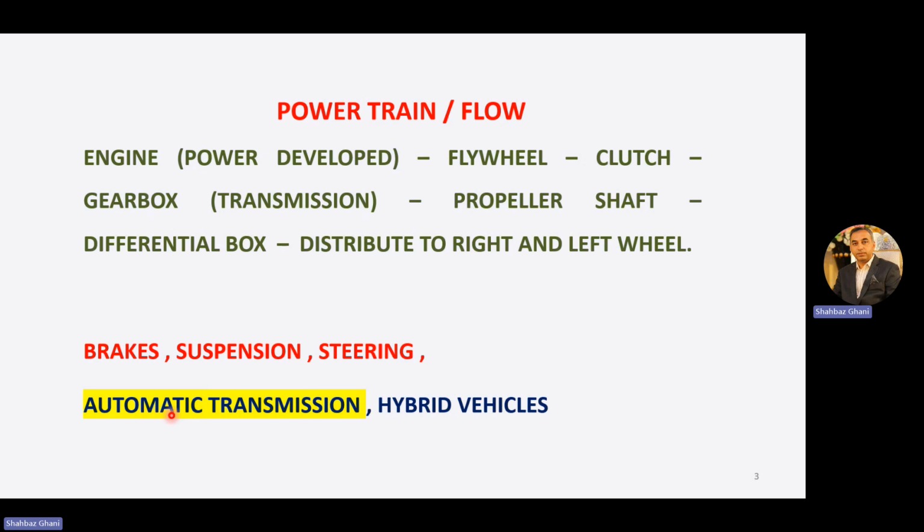Now today's topic is automatic transmission. As we have discussed previously, if we have an automatic transmission or a transaxle, then power is developed from the engine. Then we have a clutch assembly, and then it goes to the automatic transmission or transaxle. Then we have the left distribution and the right distribution. It goes to the final drive and then to the right and left wheel.